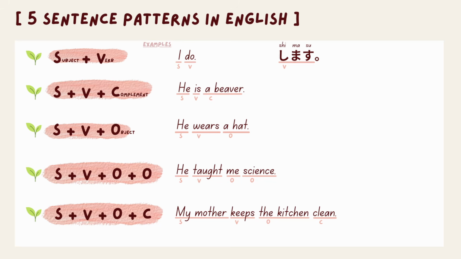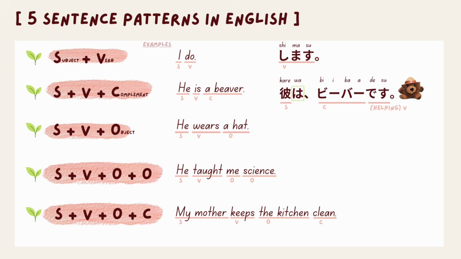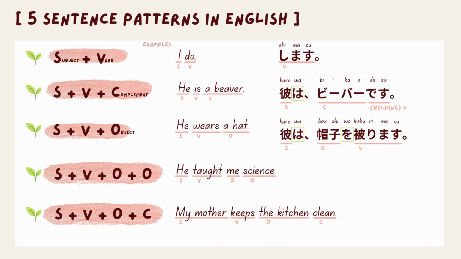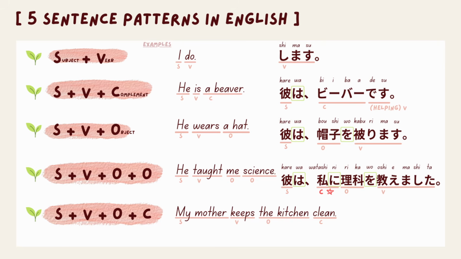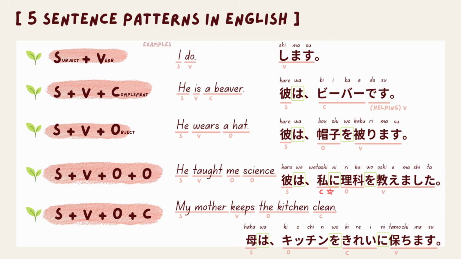I do. します。He is a beaver. 彼はビーバーです。He wears a hat. 彼は帽子をかぶります。He taught me science. 彼は私に理科を教えました。My mother keeps the kitchen clean. 母はキッチンをきれいに保ちます。Disclaimer: These example sentences in Japanese are not really daily conversational.